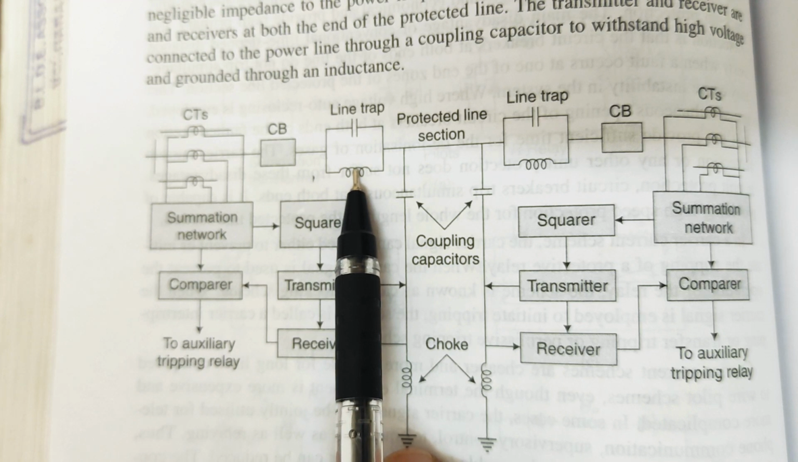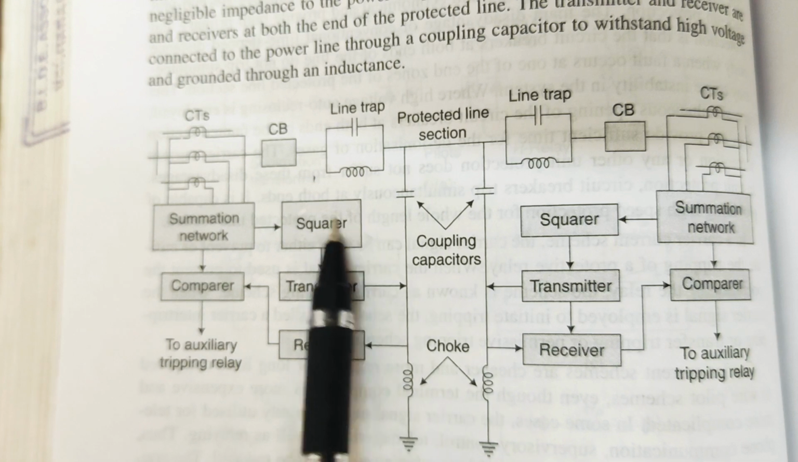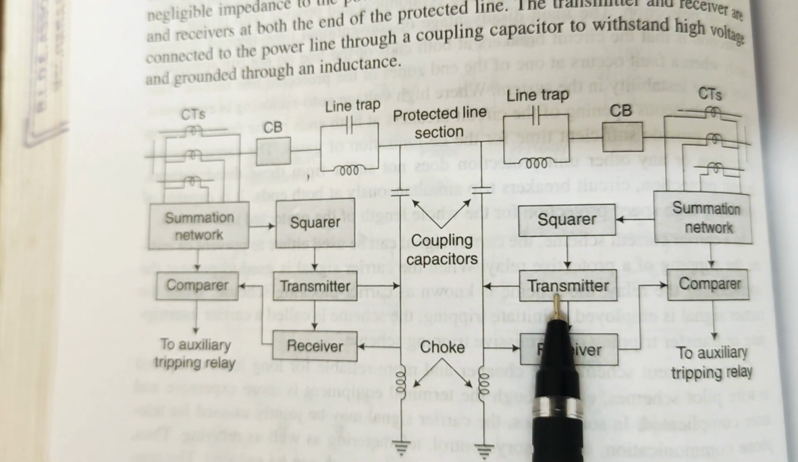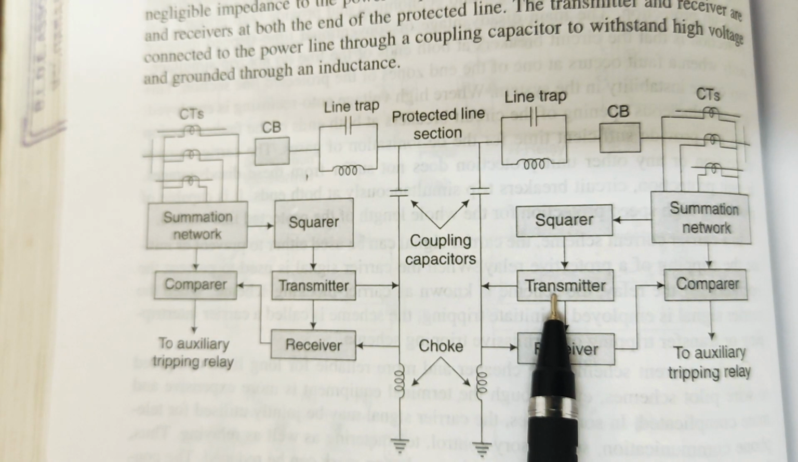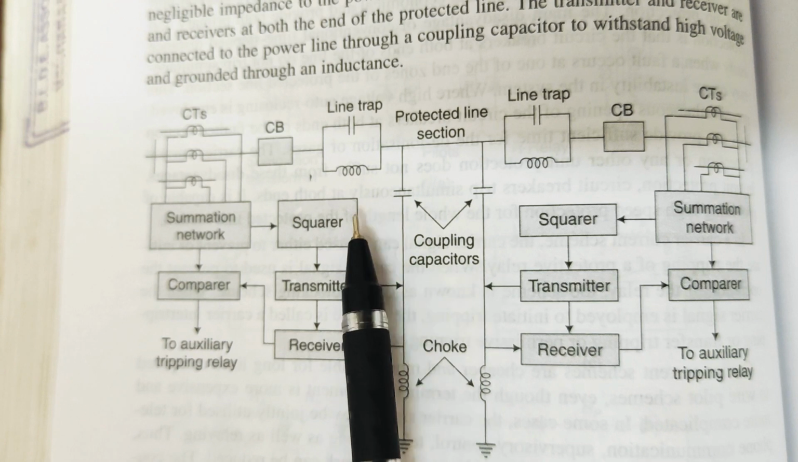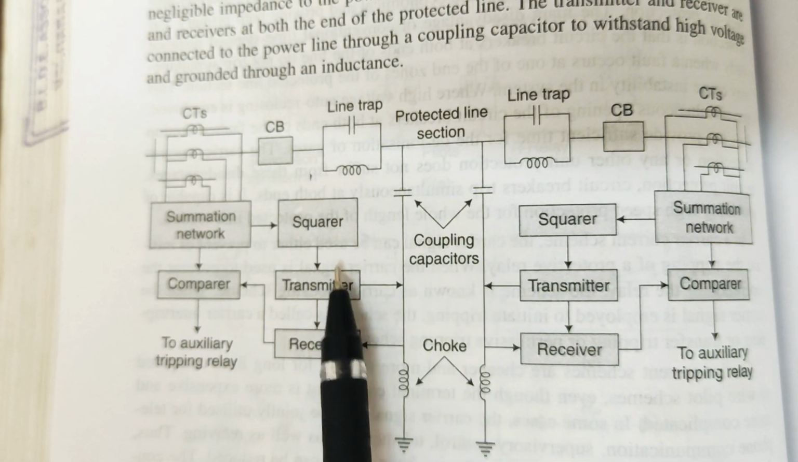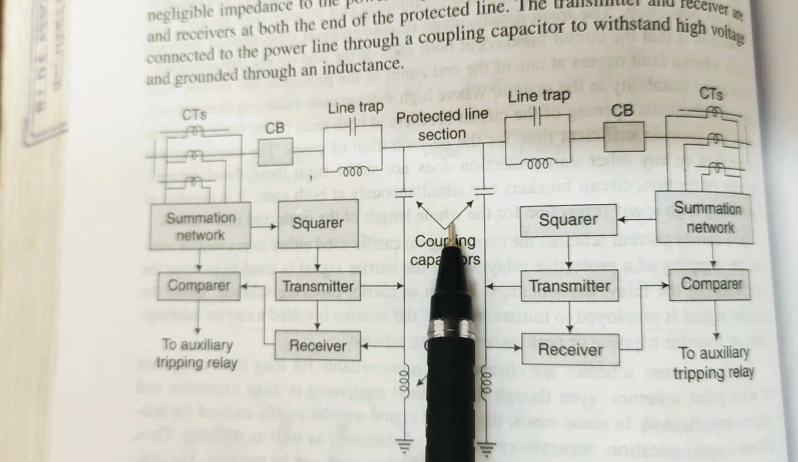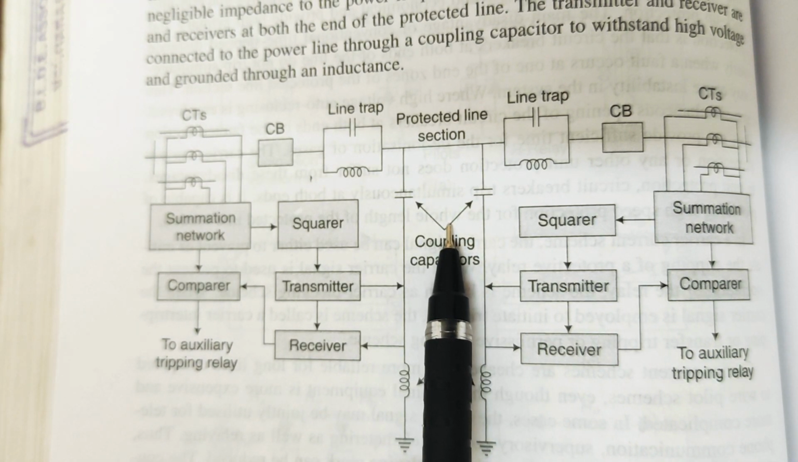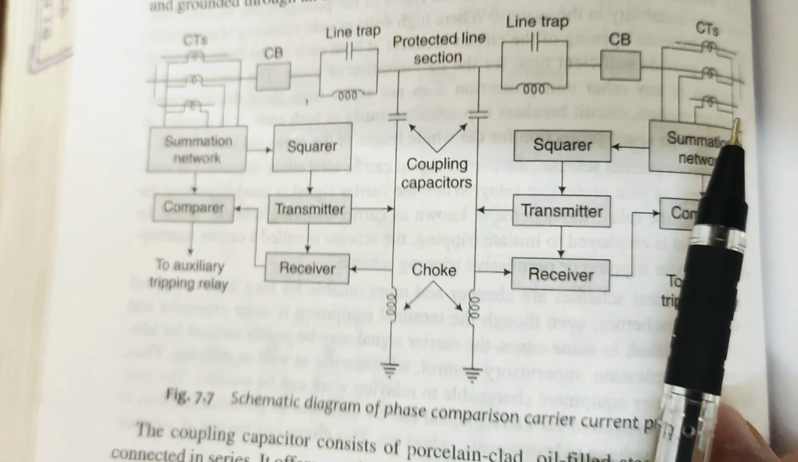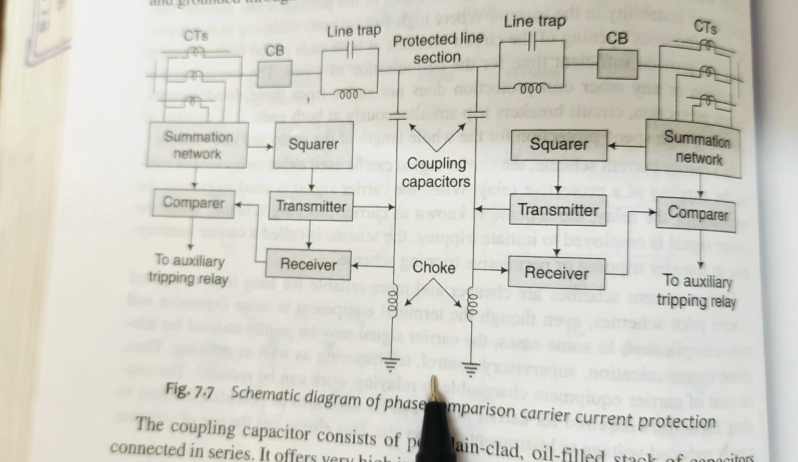So the carrier transmitter and receiver are at this end, and the carrier transmitter and receiver are at the other end. We have to connect them here. The transmitter and receiver are connected to the power line through the coupling capacitor, at both ends. The coupling capacitor is at high voltage and is grounded through the inductance, grounded through this inductance.